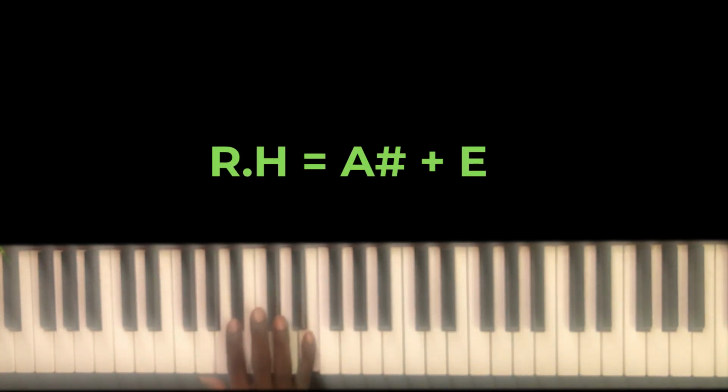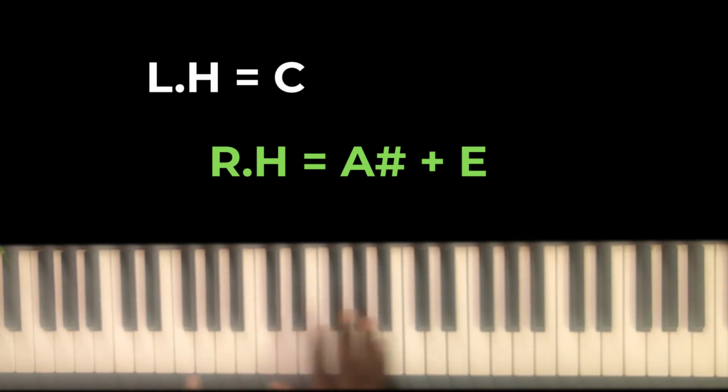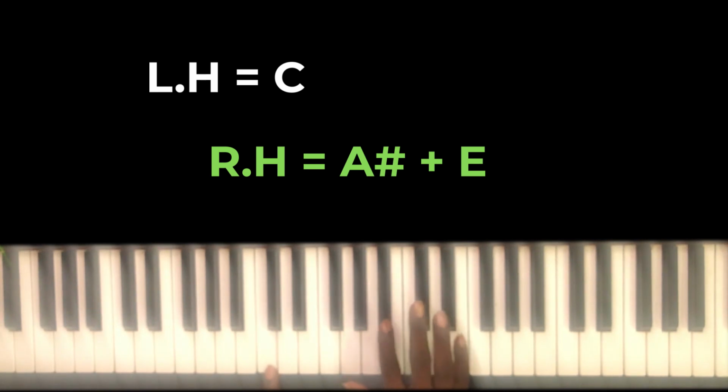When you hold this, on my right hand I'm holding the B flat, or A sharp, and then I'm holding my E. So A sharp and my E. And then on your left hand, you hold C. So practice walking it up and down. C, and then on my right hand, A sharp, and then E.